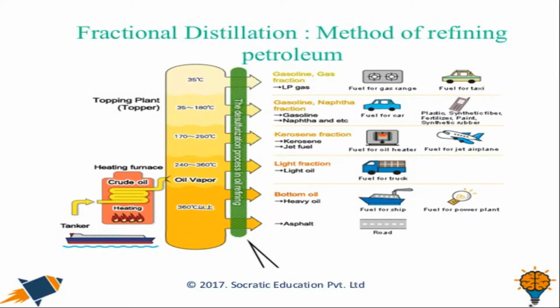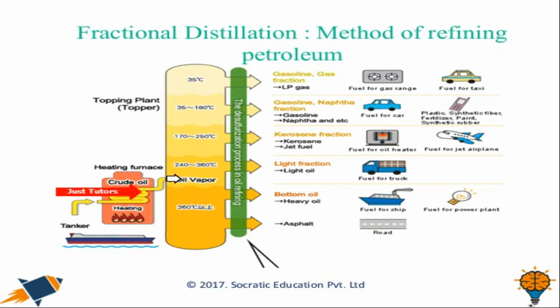Now let's talk about the method of refining petroleum. So the method by which we refine the petroleum is called fractional distillation. You can see here there is a plant. Here the crude oil is sent inside the plant. Crude oil means petroleum. These both are the same. So after heating, it is sent into this plant, and this plant has different temperatures at different heights. So at a particular temperature, we have different things.